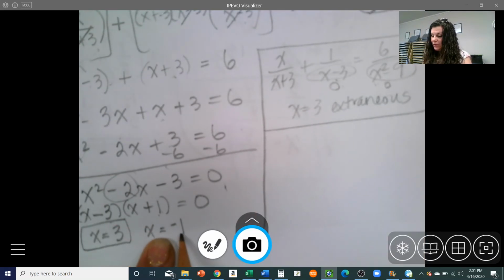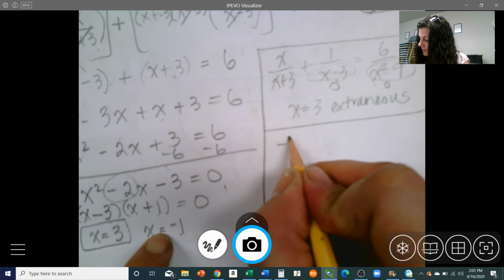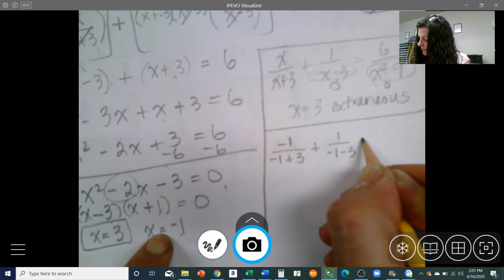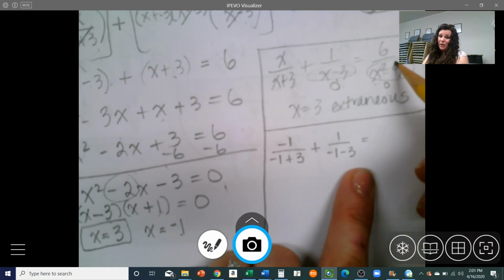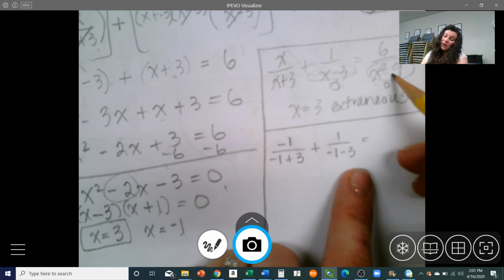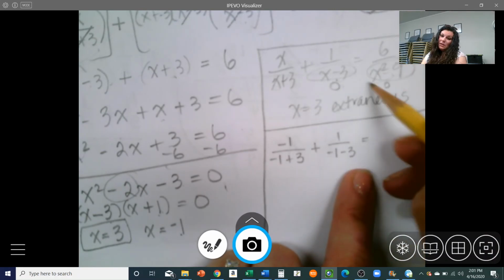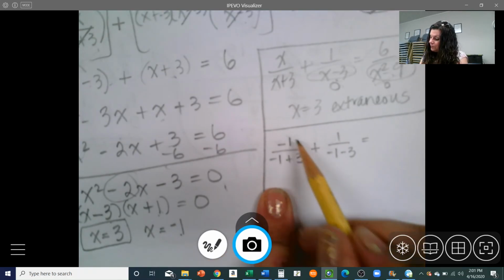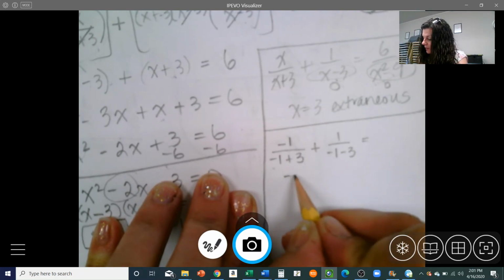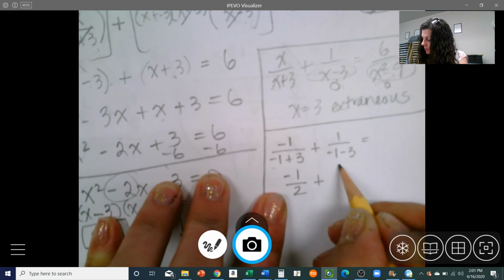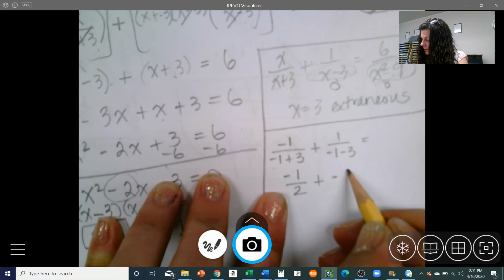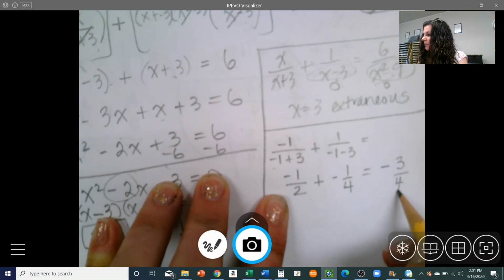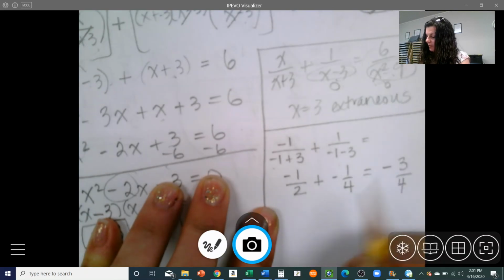Okay. So now I'm going to test out with negative 1. So I substitute negative 1 for every x. But I don't substitute it here. I want to do this and see if it equals this. So I don't ever write this part because I don't know yet. I'm testing to see if it's true. So here I end up with negative 1/2 plus negative 1/4, which is negative 3/4. Okay, and then now I'm going to check this side.